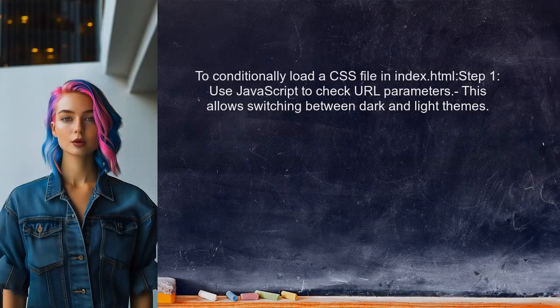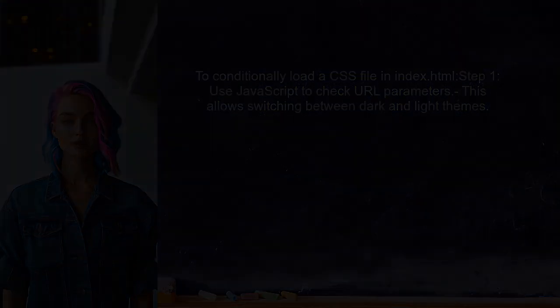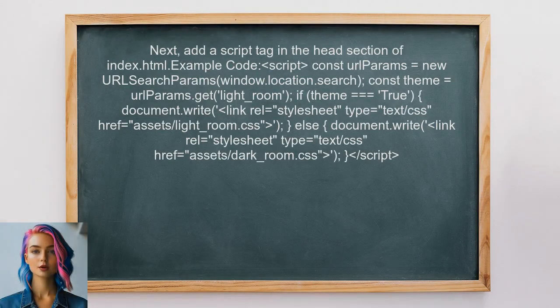To conditionally load a CSS file in the index.html, the user can utilize JavaScript to check for URL parameters. This will allow the user to switch between the dark and light themes based on the URL input. Next, the user should add a script tag in the head section of the index.html file. This script will read the URL parameters and load the appropriate CSS file accordingly.